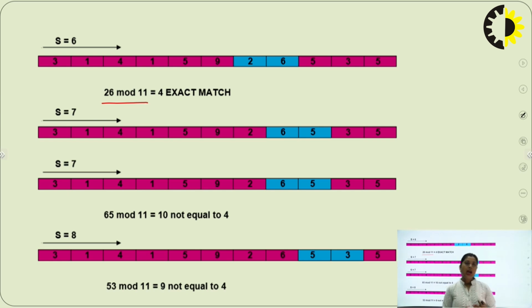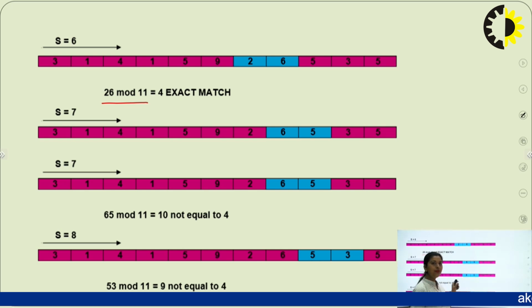When the hash value is matched, again what do we do? We actually check the characters of the text and the pattern. When we check the text against the pattern, 2 matches 2, 6 matches 6, exact match. So at shift 6, we got the exact match. Okay, so in this example, why do we keep shifting if we already have an exact match?